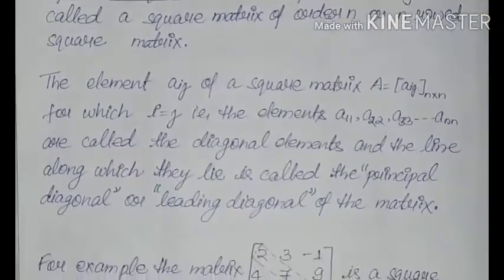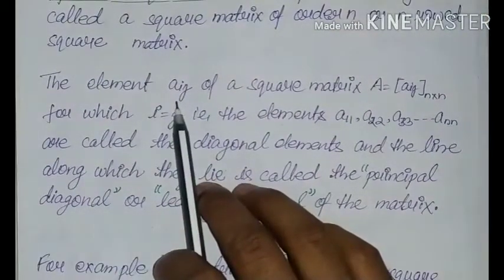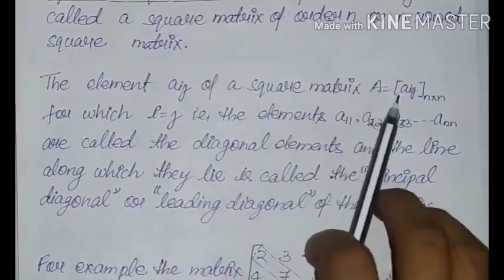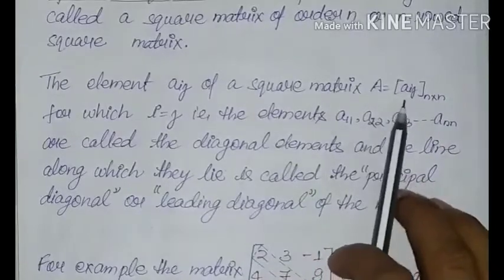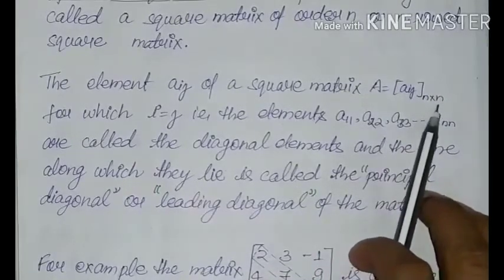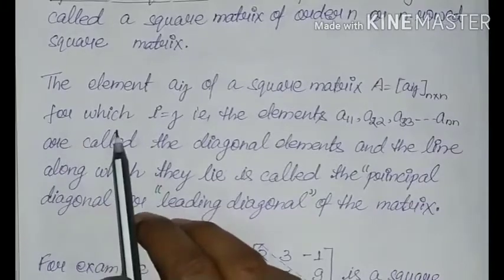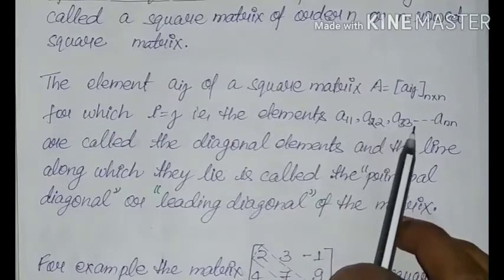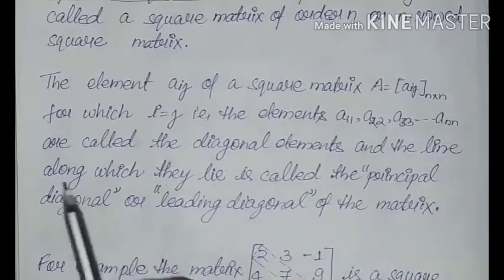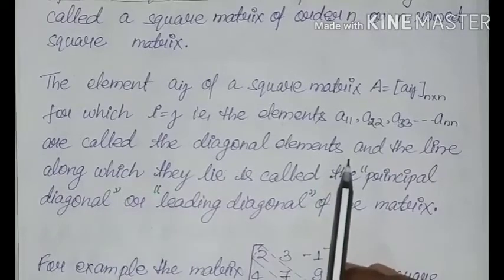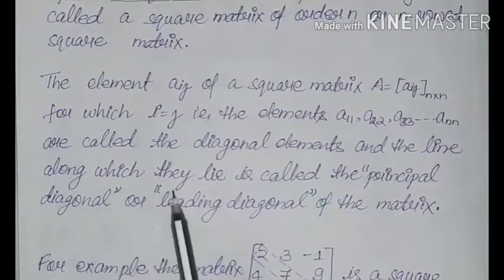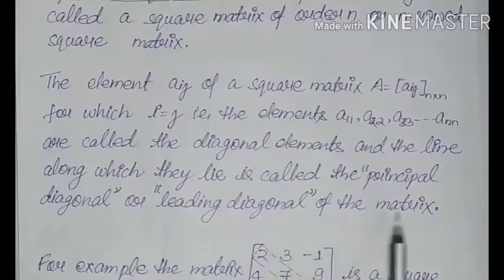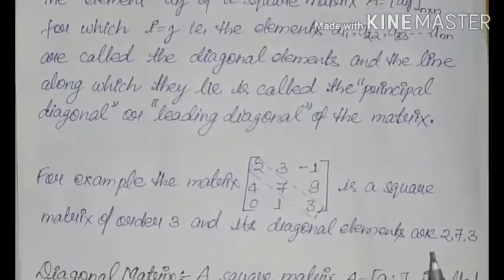The element Aij means an arbitrary element of a square matrix A, that is, in compact form, A equals Aij, n cross n. The elements for which i equals j, that is A11, A22, A33 and so on up to Ann, are called the diagonal elements, and the line along which they lie is called the principal diagonal or leading diagonal of the matrix. Here is an example.